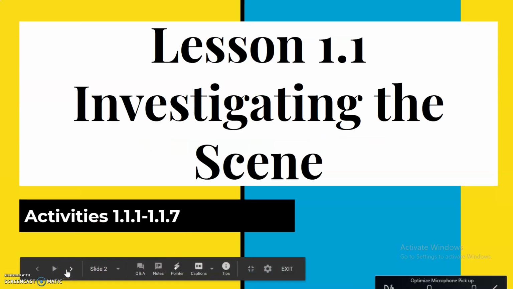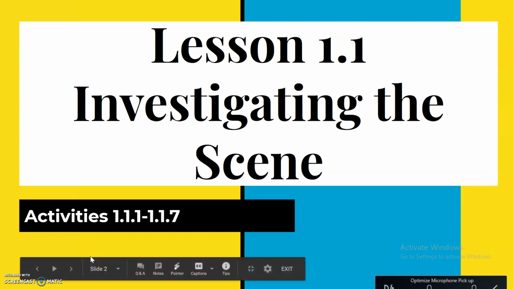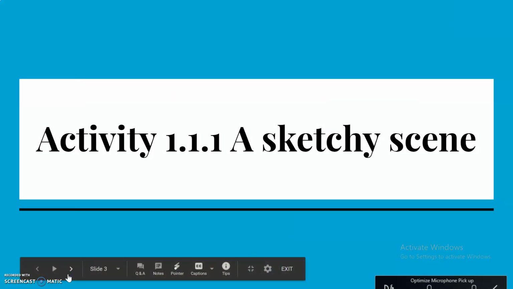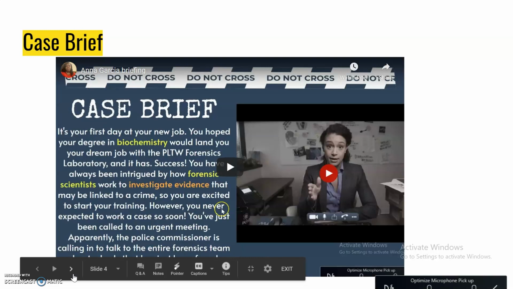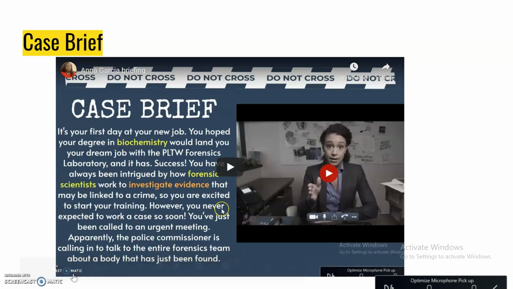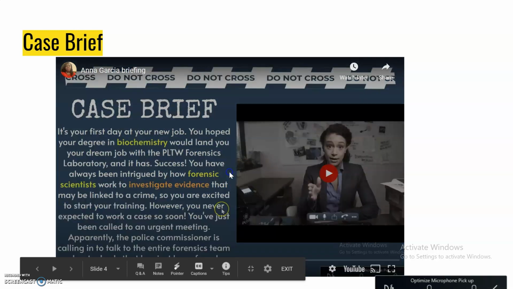So again, the first lesson is 1.1, investigating the scene, and this covers activities 1.1.1 through 1.1.7. So the first activity again is 1.1.1, which is called a sketchy scene. So the case brief, I already showed you the video on that. So if you just click on that video, or in this case, I'll do it.